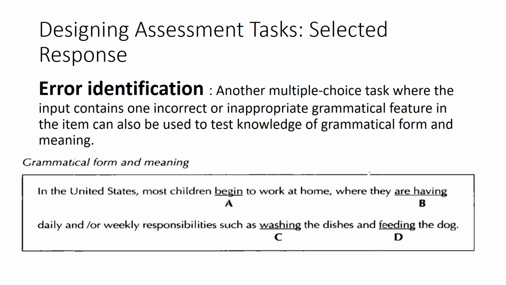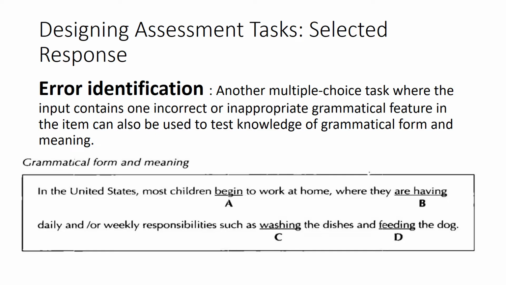Okay? Another form of the multiple choice test is called error identification. So error identification is also going to be in the form of a multiple choice test. Why? Because here you are also going to give your students a sentence in which you are going to identify or limit for them four options, four different positions in the sentence, and you ask them to identify the mistake, identifying the item that has been used incorrectly.